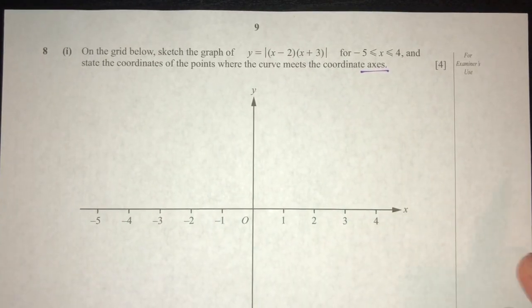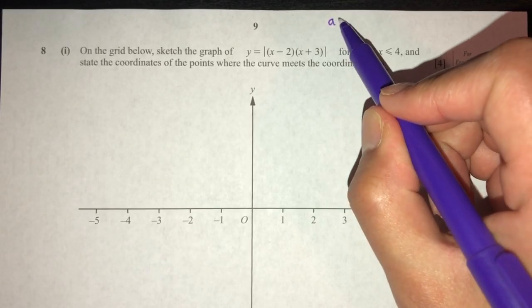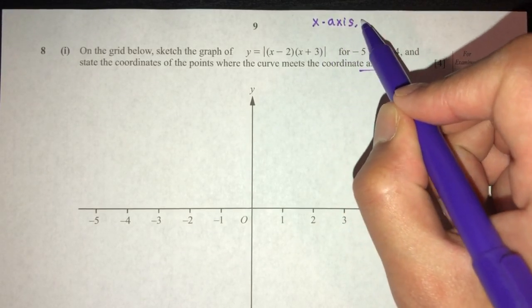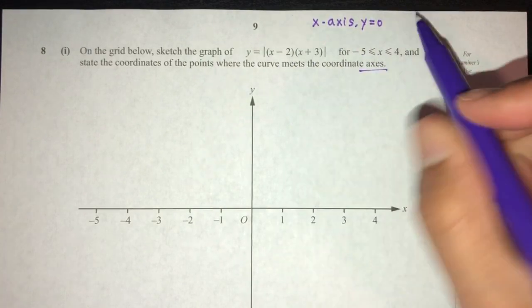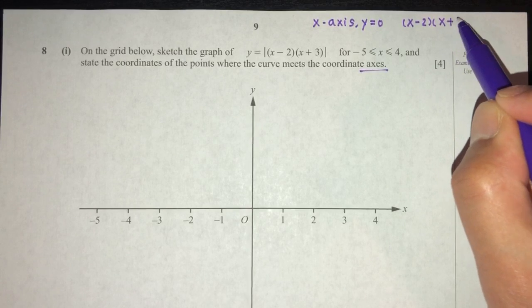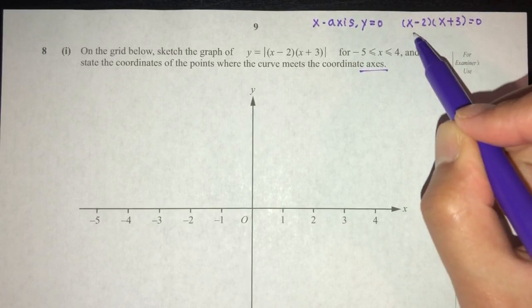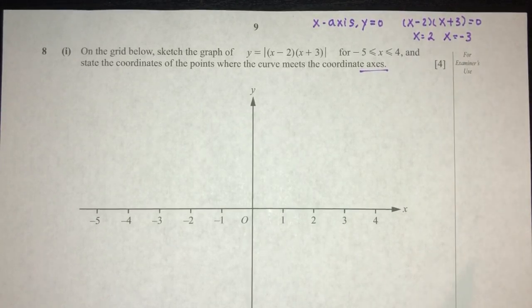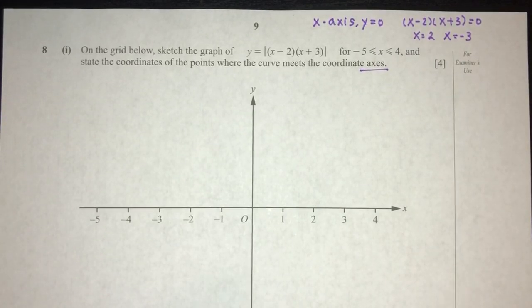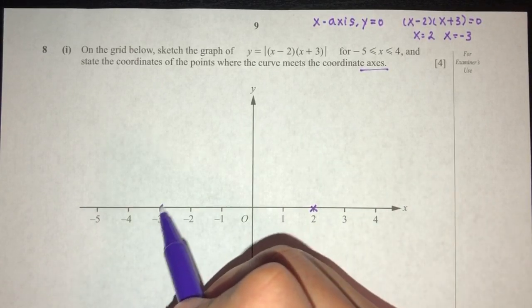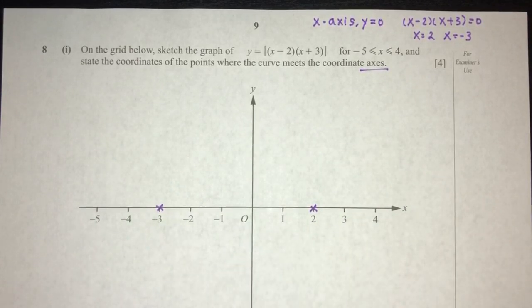So on the axis, we know what? We know on the x-axis, the value of y is 0. So equate, that will be x minus 2, x plus 3 has to be 0. So x has to be 2, and x has to be minus 3. So these are the points where it will meet your x-axis. 2 is here, and then minus 3 will be here. Great.